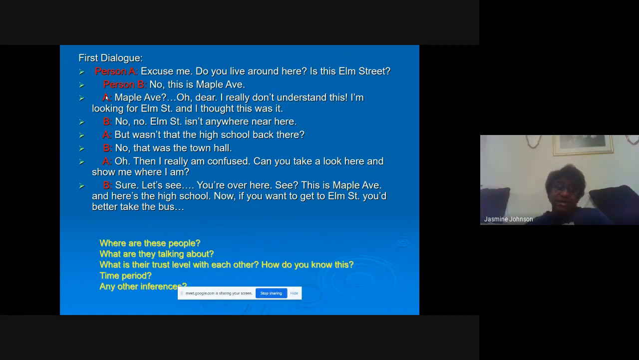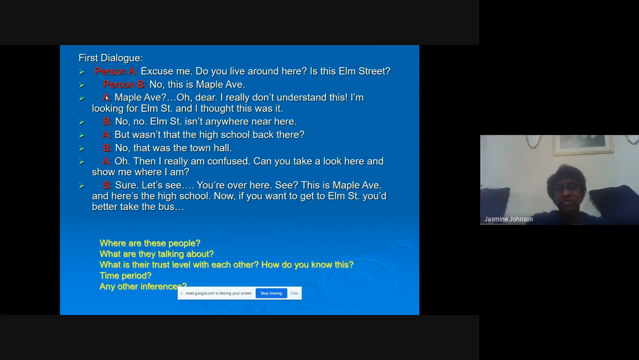But again, we can't say that for sure. Are there any other inferences that we can make? Well, we can't really say whether these are men or women because we don't know. We know one person is lost and somebody else is trying to help them. And that could be men, that could be women. And we just don't know.